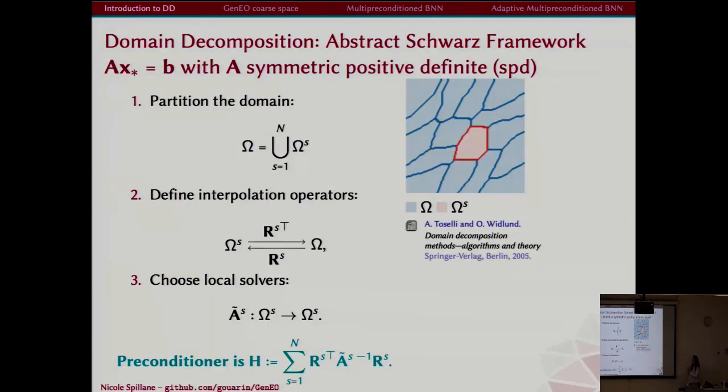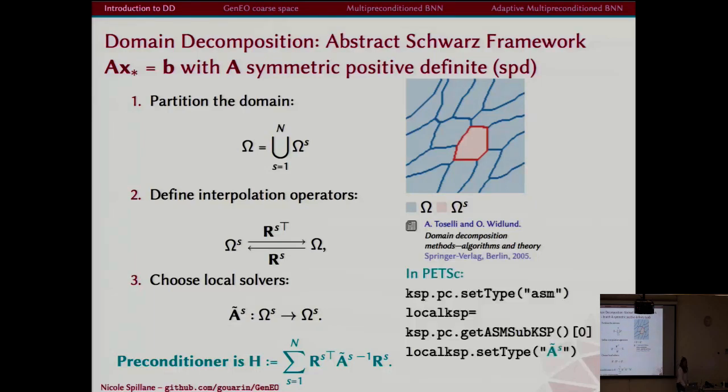So that's the second ingredient, and the third ingredient is you need to choose your local solvers. The local solvers are these A_s tilde matrices or operators. They are local, they live in the subdomain, and they are very important since they appear crucially in the definition of the preconditioner here. The preconditioner will always be H. It is the sum of the local solves, A_s tilde inverse, with the right interpolation operators.